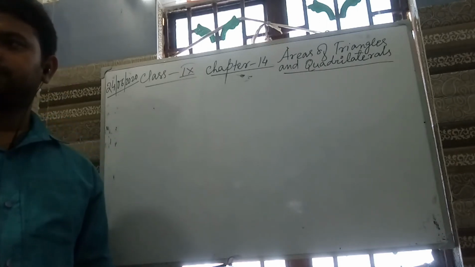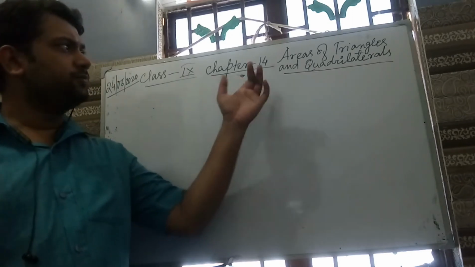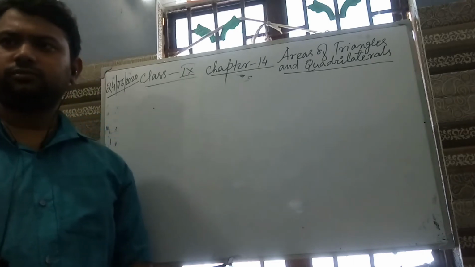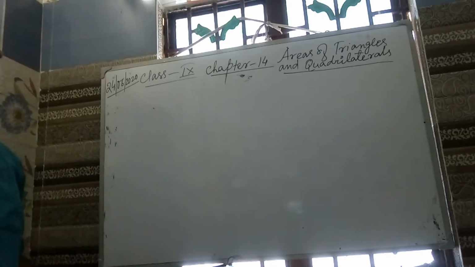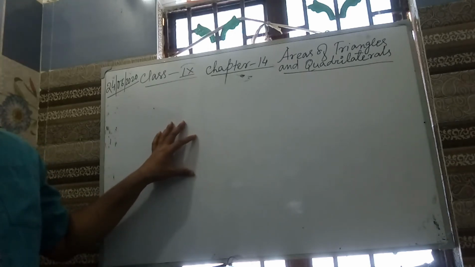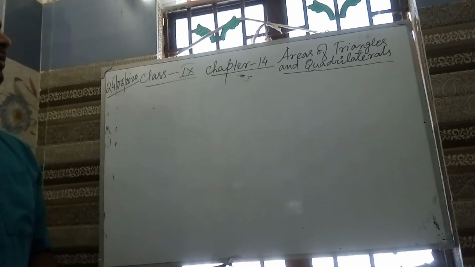So students, our chapter 14 is areas of triangle and quadrilateral. Here we'll be finding out areas of triangles and quadrilaterals. First we'll start with area of triangles.